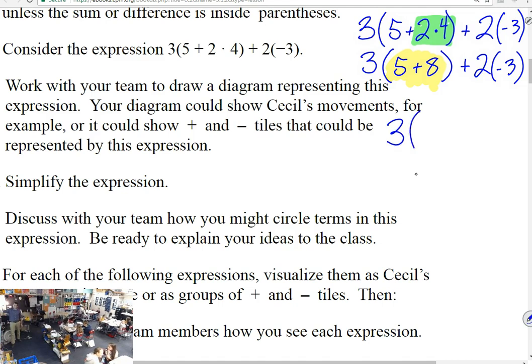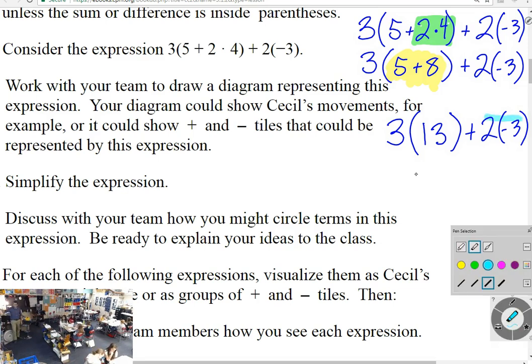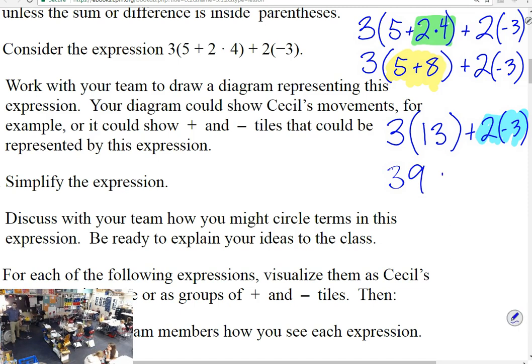But right now we have 3, what's 5 plus 8? 13. Now I'm technically allowed to multiply because I've done all my parentheses steps. So now we can do that multiplication, but it doesn't actually make a difference because we're lucky here. And we can do this multiplication too because we do them all at the same time. So what's 3 times 13? 39. 2 times negative 3? Negative 6. Are they on the same team or different teams? Different teams. Who's going to win? Good, guys. How much is left? 33. Sorry, I was about to say 36. Don't know why. Pretty hard. It happens.